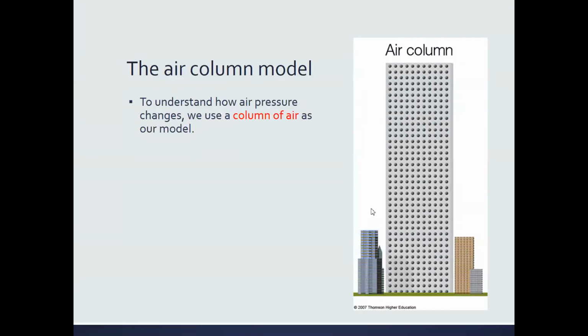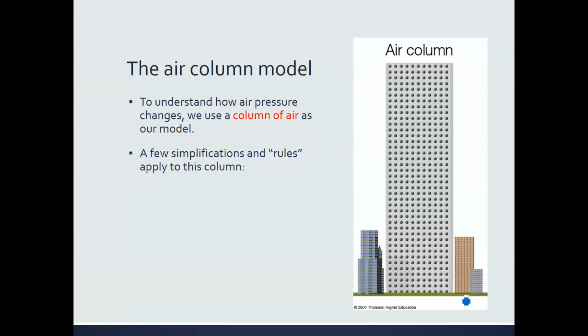But for this lecture, we're going to talk about what's called an air column model. And an air column model is what we use to understand how air pressure changes. So how do we get high pressure and low pressure, and how do we get wind in the first place? Well, to understand this, let's look at an air column. So here's our air column right here.